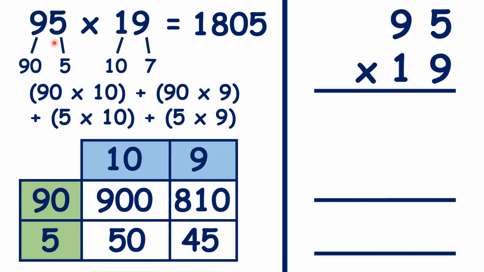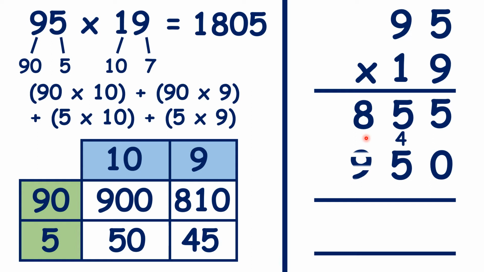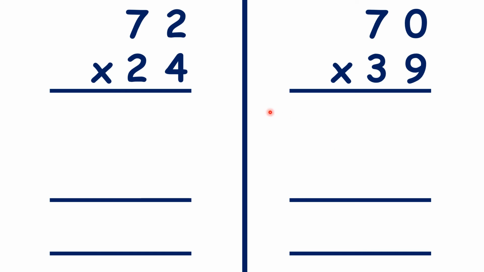Now let's look at 95 times 19. 5 times 9 is 45. 9 times 9 is 81, plus 4 is 85. Now we remember our 0 in our units. 5 times 1 is 5, 9 times 1 is 9, so we add up our two answer lines to get our answer. So now pause the video and see if you can answer these two questions using column multiplication.